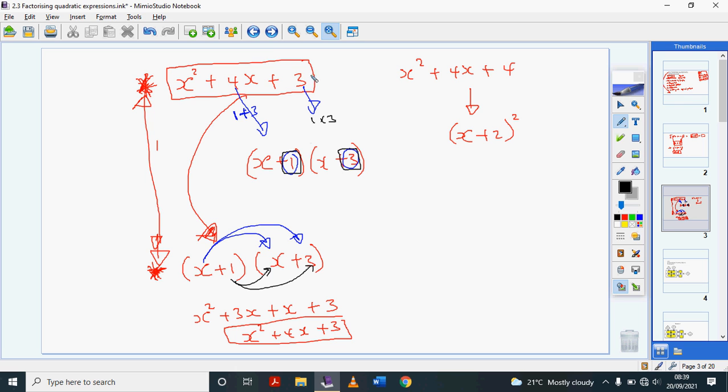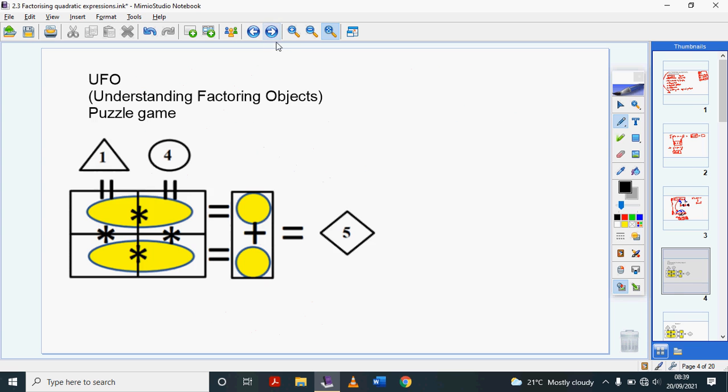So we're going to first explore the hidden treasures behind these numbers in solving these puzzles. And then after solving these puzzles, we'll go back and see how we can use this idea of solving this puzzle to factorize a quadratic expression. So let's start with this puzzle.